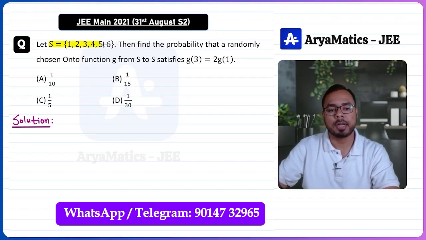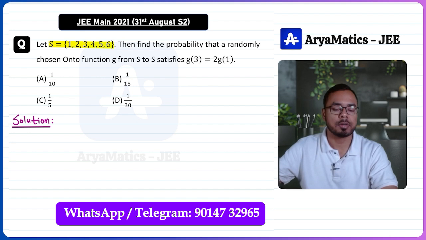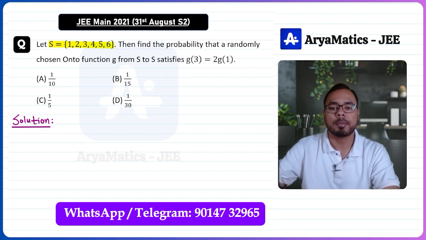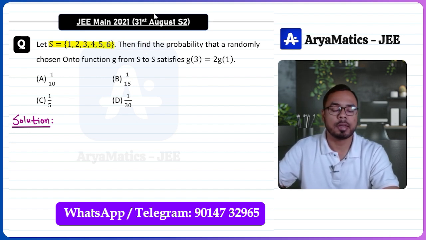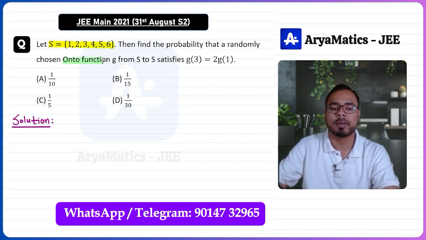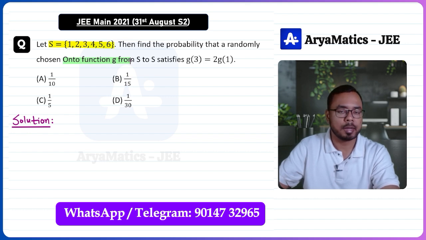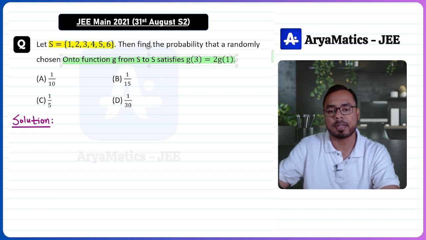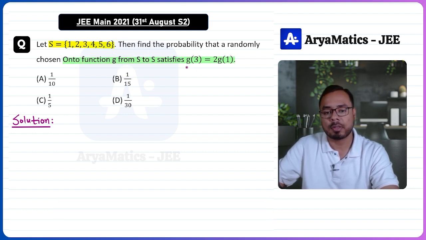Let S be this set containing the first 6 natural numbers. Then find the probability that a randomly selected onto function, meaning codomain is same as range, g from S to S satisfies this equation: g of 3 is twice of g of 1.